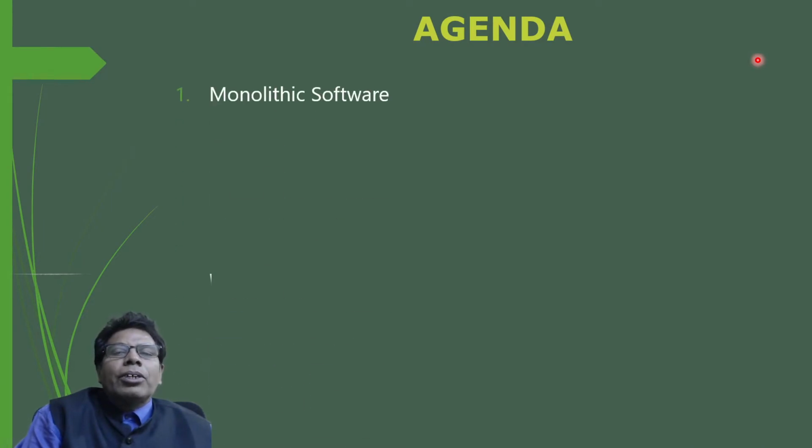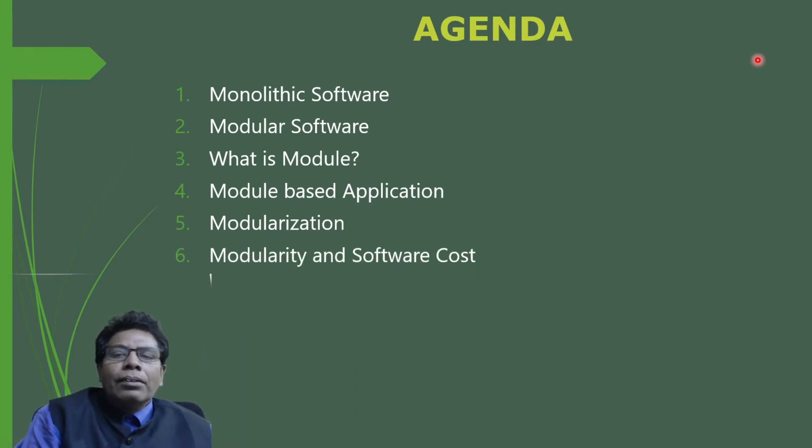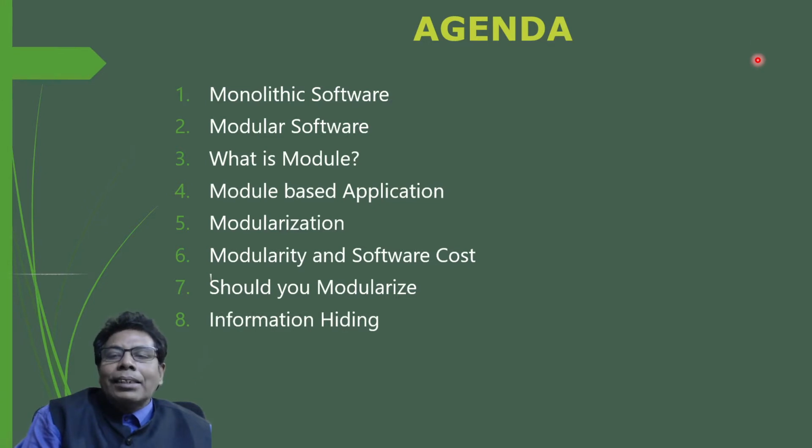So in the agenda, first we have the monolithic software. Why it is difficult to understand monolithic software. Then we'll study the modular software. Then what is a module? Then we'll study module based application. We'll take an example of that. And then we'll see the modularization process. Then we'll study modularity and software cost. Then whether we should modularize or not. Should we modularize? That will be the topic. Then next we study information hiding, and lastly information hiding for modular systems.